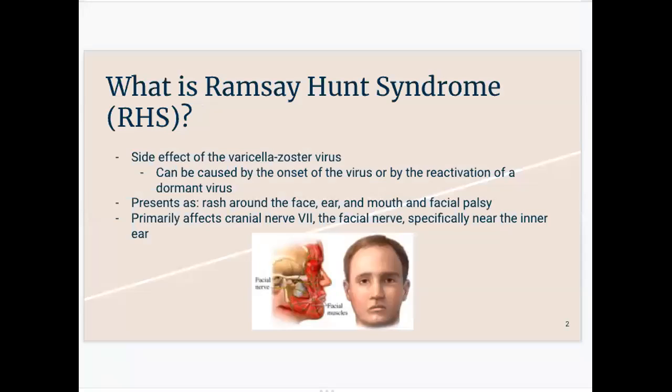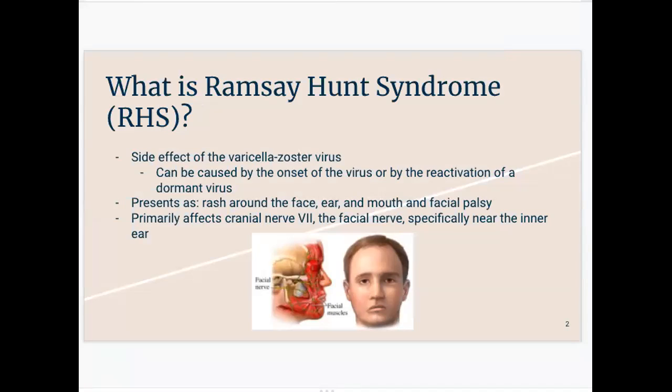Ramsay-Hunt syndrome is a pathology named after the physician who discovered it, Dr. James Ramsay Hunt. RHS, or Ramsay-Hunt syndrome, is a side effect of the varicella zoster virus, which is the same virus that causes shingles and chickenpox. RHS can be caused by the reactivation of a dormant virus. For example, if you had chickenpox in the past, you could get RHS. Why this happens is still unknown.